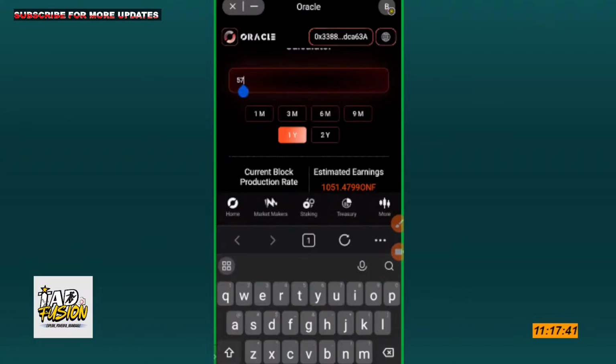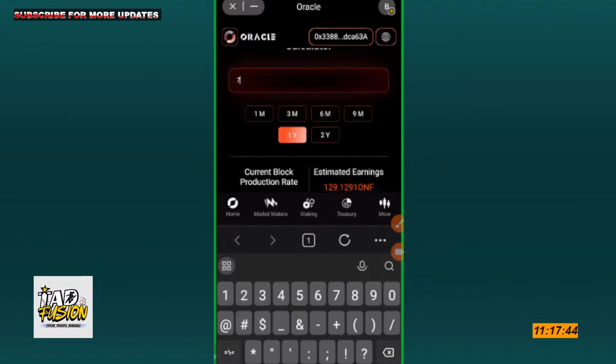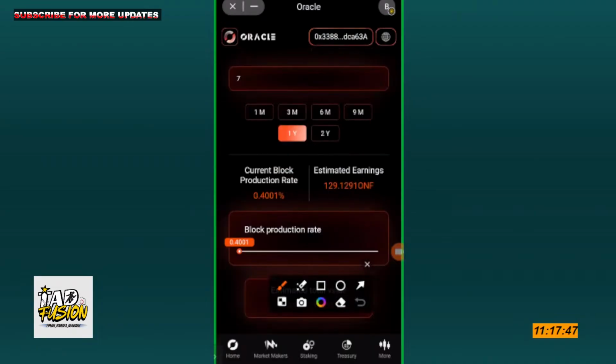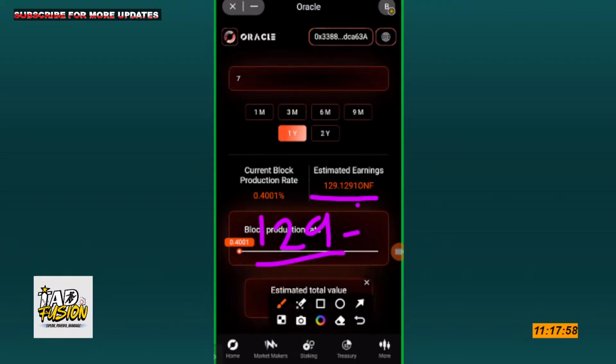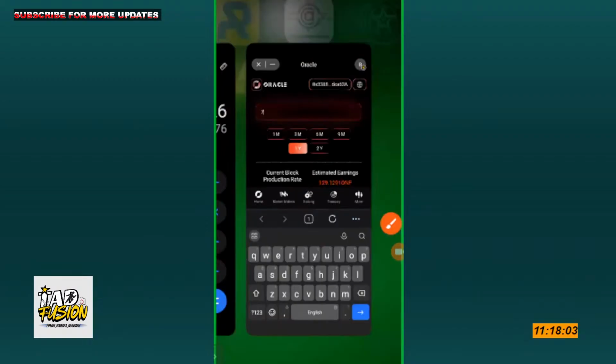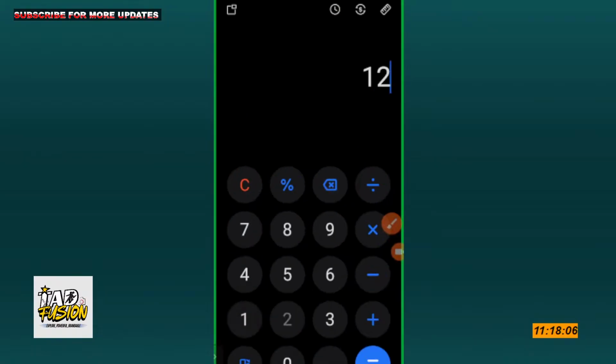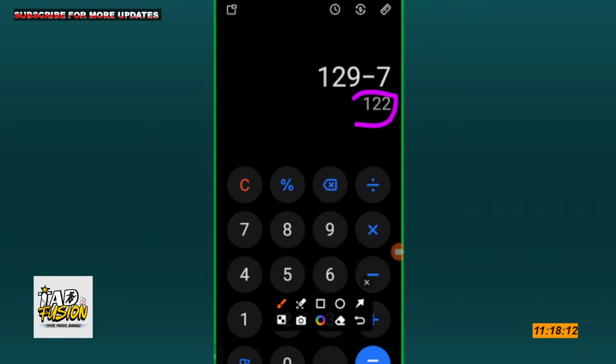In 1 year, how many coins are you going to be making? You will make 129 tokens in 1 year. Minus 7, which is your capital. That is 129 minus 7, and now you remain with 122 tokens. On these 122 tokens, I am entitled to get 20%.